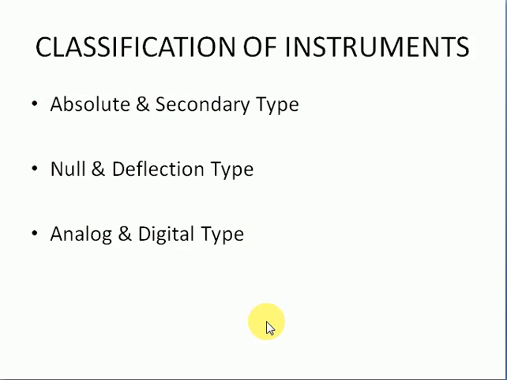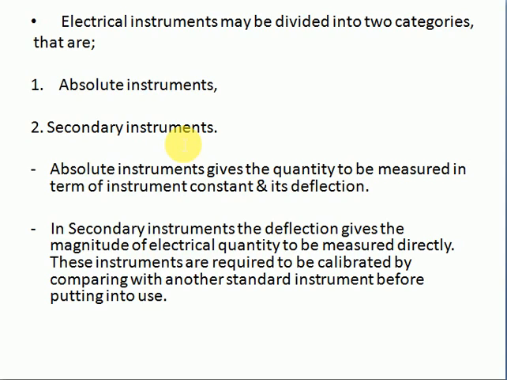So the next topic is classification of instruments. Okay, so in classification of instruments, first of all absolute and secondary type, null and deflection type, analog and digital type. Okay, so first absolute and secondary type. So what is absolute and secondary type?